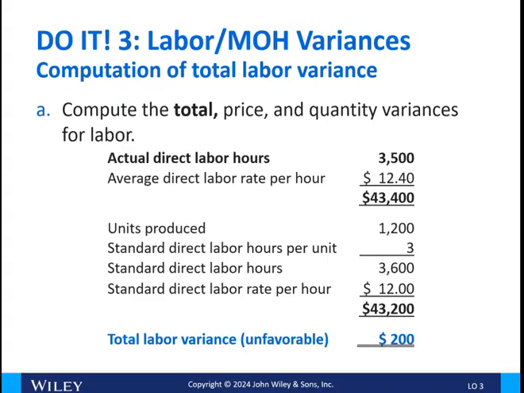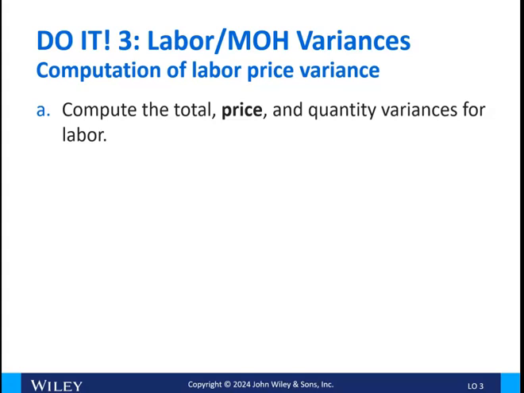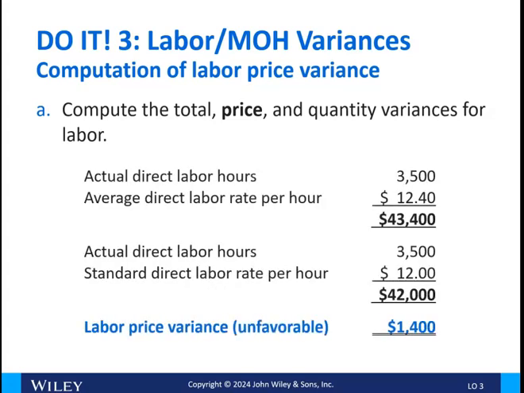So now can we break that into price? Remember, in price, we're going to take actual hours at actual rate compared to actual hours at standard rate. So when we do that, we get our $43,400 for actual with actual rate. Use those same hours, 3,500 times our standard rate of $12, $42,000. So our labor price variance is unfavorable, $1,400. So we paid 40 cents per hour more than our standard rate at our 3,500 hours. That's how we get our $1,400 unfavorable variance.